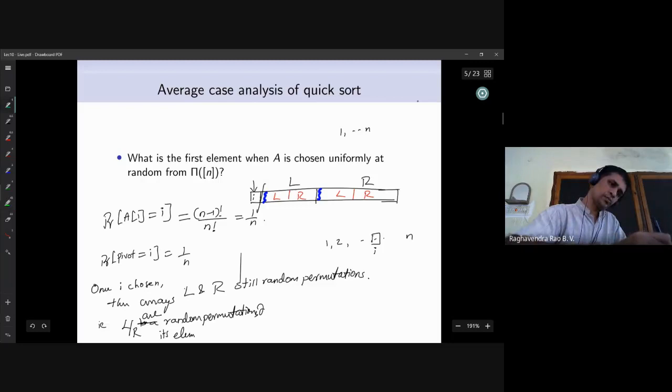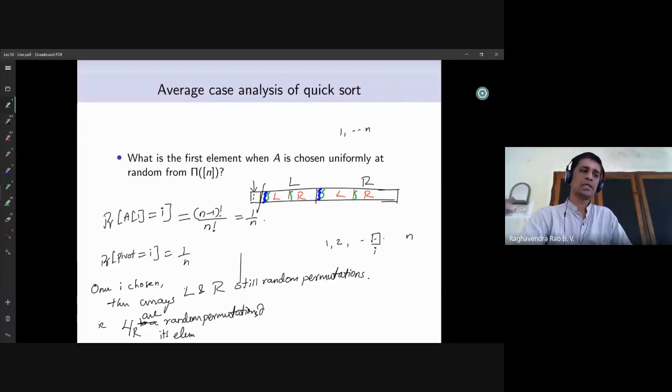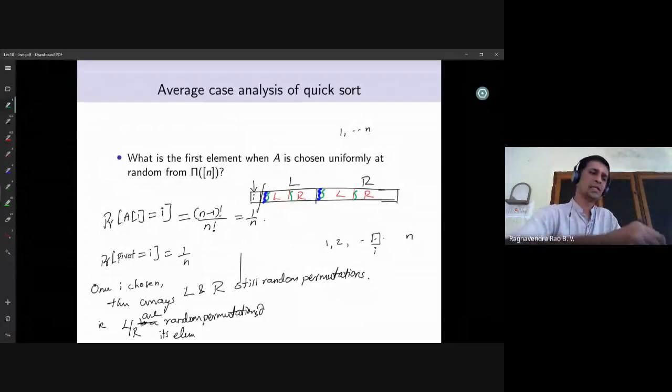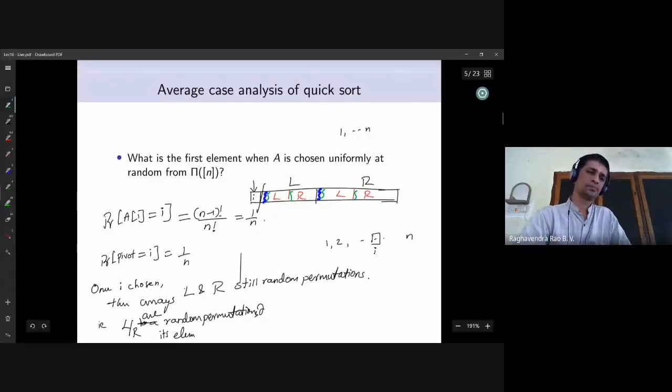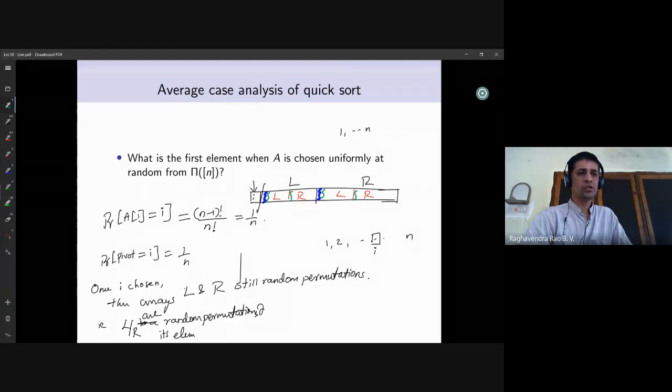If you choose pivot here, it has the same effect. In other words, at subsequent levels of recursion, the corresponding elements are still randomly positioned, or they are random permutations. So choosing the first element as a pivot is equivalent to choosing an element in the range uniformly at random as a pivot. When I say in the range, I mean within L or within R. In other words, level by level, our deterministic algorithm, when fed with a random permutation, behaves similarly to randomized quicksort.